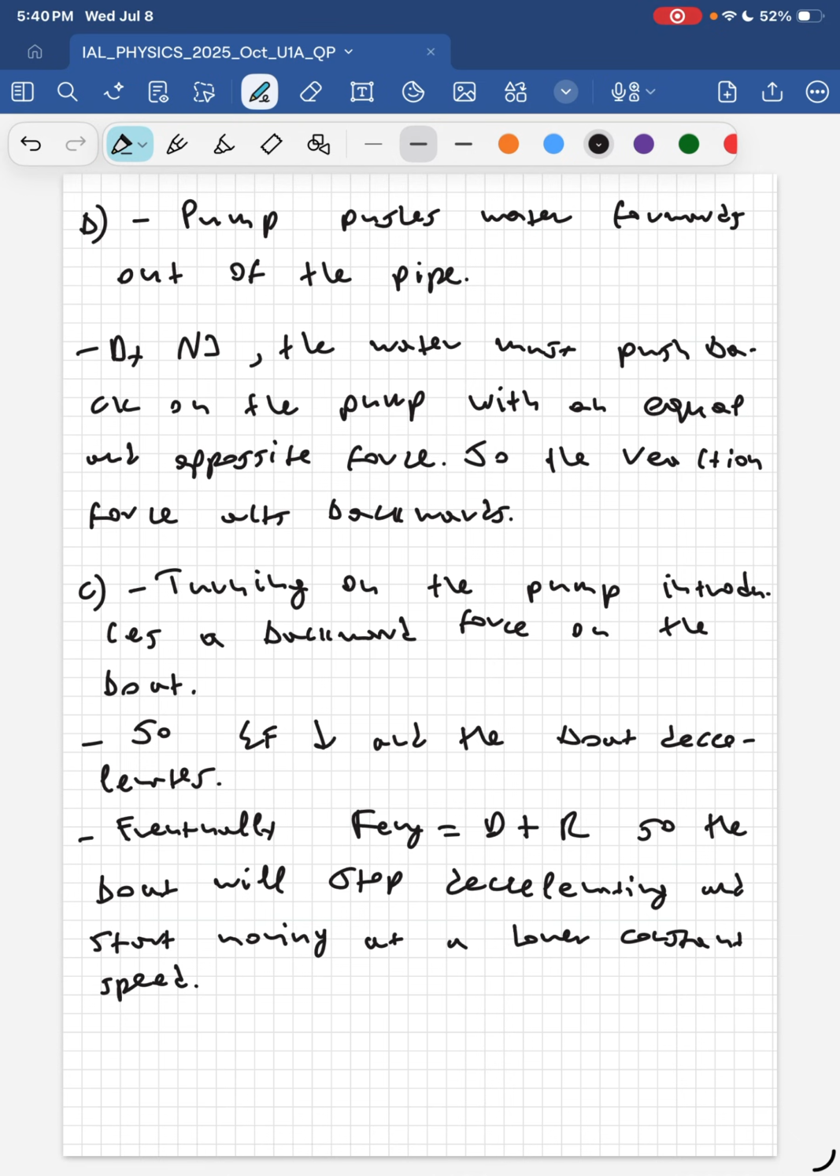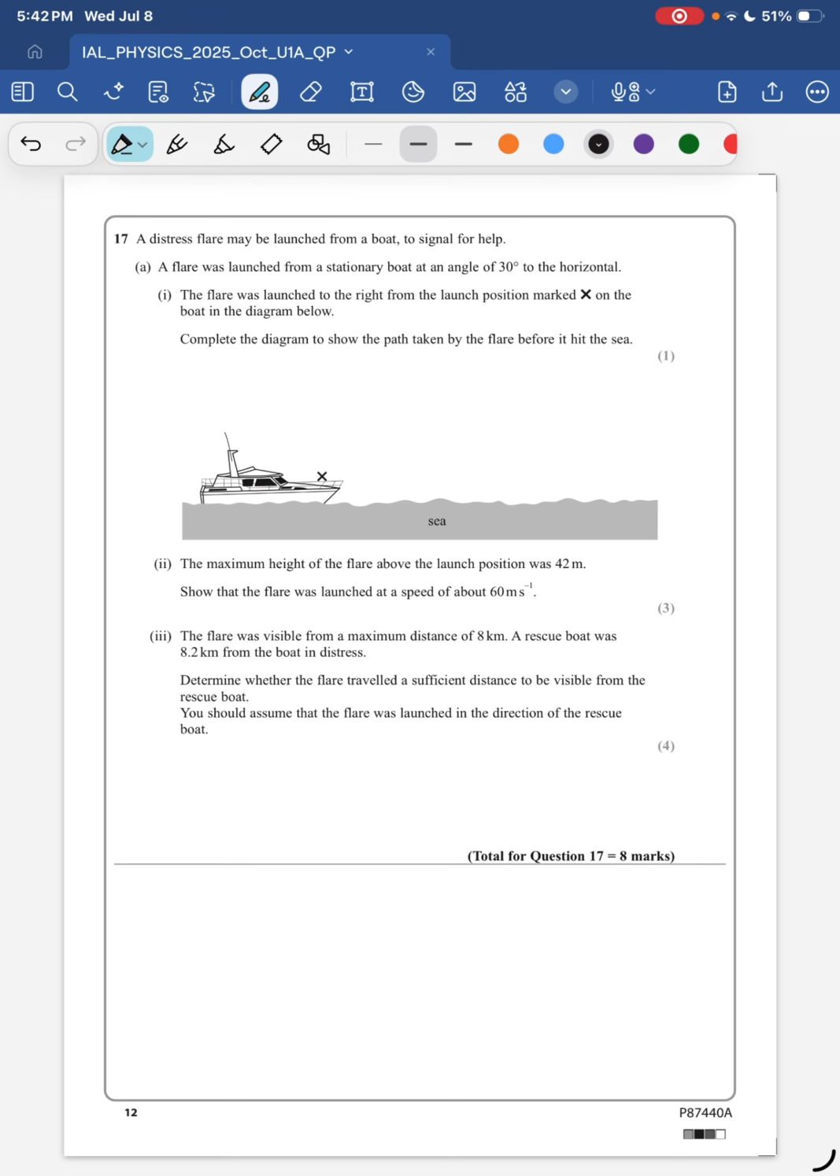Okay, let's move on to the next question. Okay, 17, a distress flare may be launched from a boat to signal for help. A flare was launched from a stationary boat at an angle of 30 degrees to the horizontal. Part 1, the flare was launched to the right from the launch position marked X on the boat in the diagram below. Complete the diagram to show the path taken by the flare before it hit the sea.